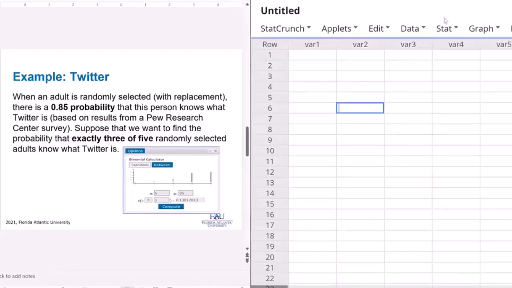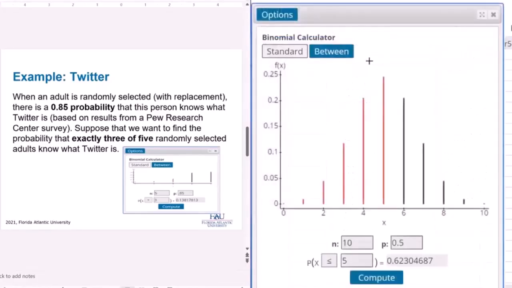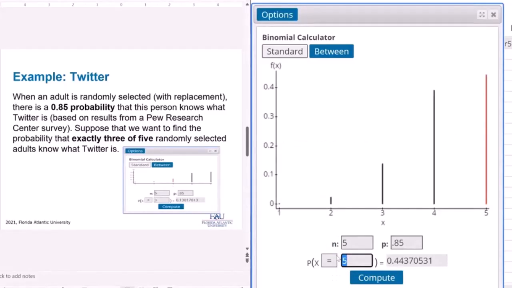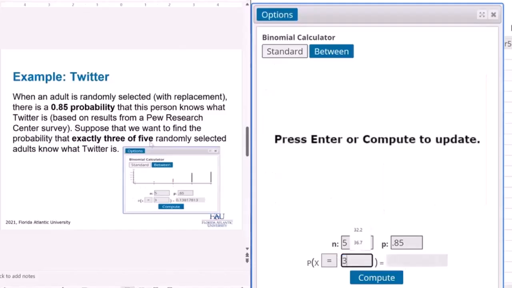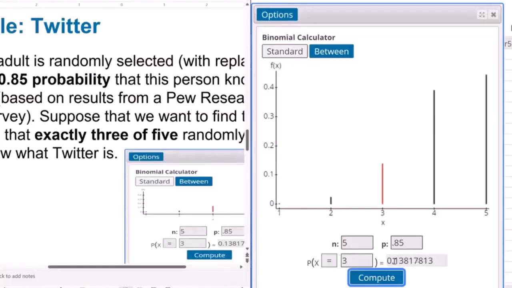We're going to go Stat, Calculators, Binomial. N is equal to 5. P is the probability of success. That's the probability that the person knows what Twitter is. This is 0.85. And now the probability that X equals 3, exactly 3 of 5. We hit compute. This number 0.13817 and so on.